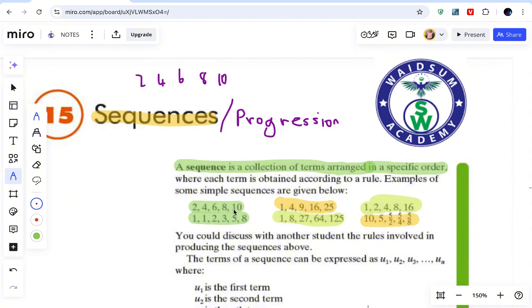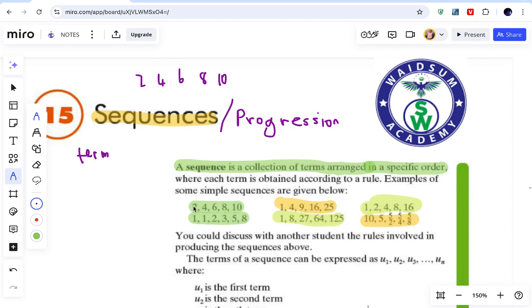Okay, now let's take a look at some of the examples. You have the first sequence here: 2, 4, 6, 8, 10. You can see these are even numbers, and the progression is the addition of 2 to the previous number. Every number in the sequence is called a term. So the first one is the first term, and to get the next term, if it's an arithmetic sequence, we add the common difference. We're going to talk about the common difference.